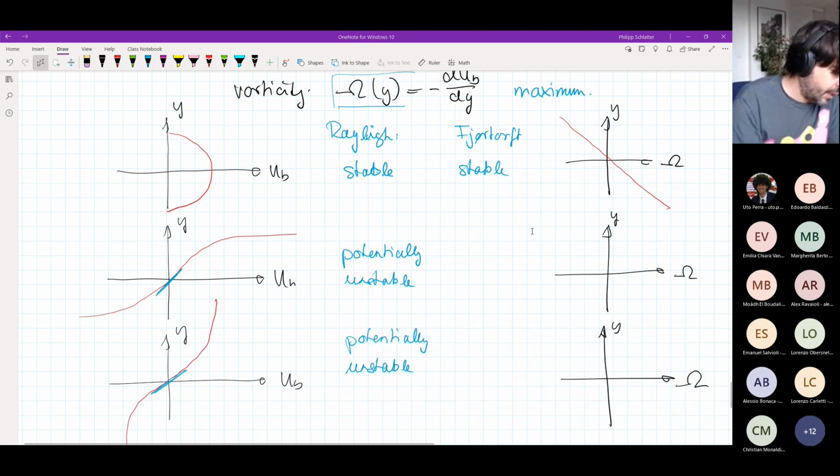Now for the second profile, how does the vorticity look here? Well, it actually looks something like this. It goes to 0, or somewhere, but it actually doesn't need to go to 0, it goes to a low value. So maybe I should draw it differently. It's probably something like this.